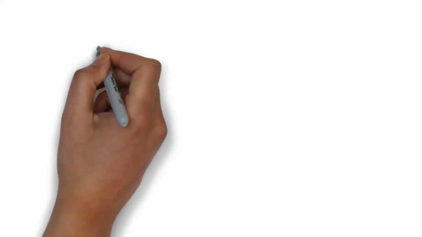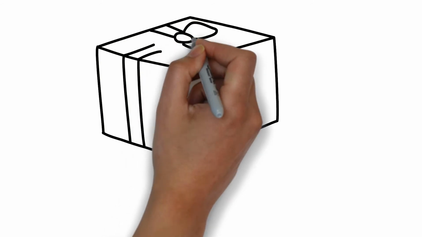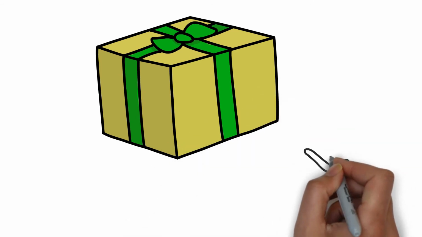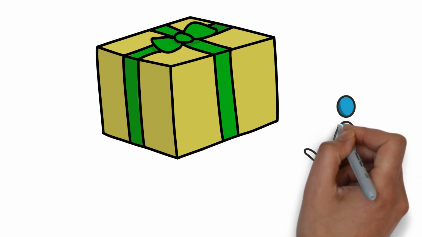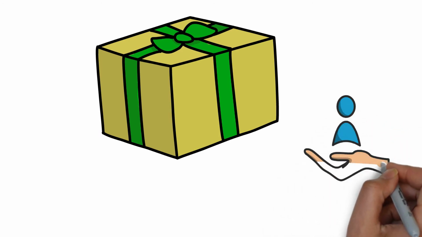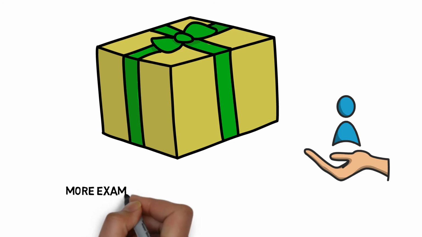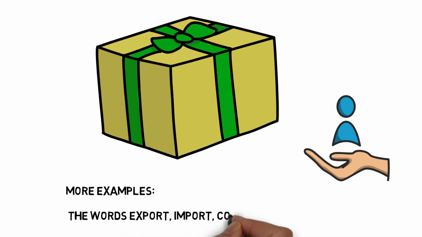There are many two-syllable words in English whose meaning and class change with a change in stress. The word present, for example, is a two-syllable word. If we stress the first syllable, it is a noun, gift, or an adjective, opposite of absent. But if we stress the second syllable, present, it becomes a verb, to offer. More examples: the words export, import, contract, object can all be nouns or verbs depending on whether the stress is on the first or second syllable.